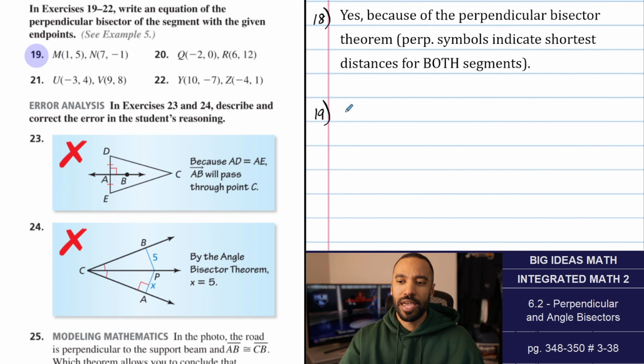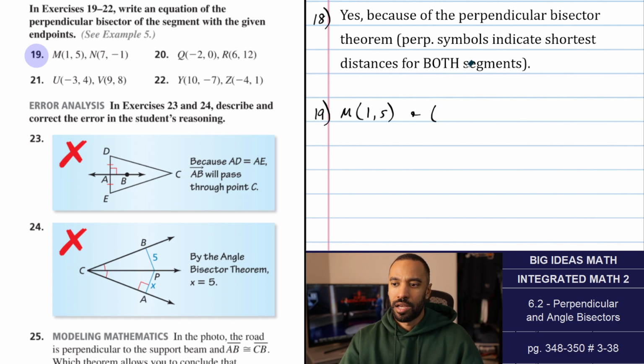So on number 19, we have the points M and N. That's my ampersand, by the way. And N.